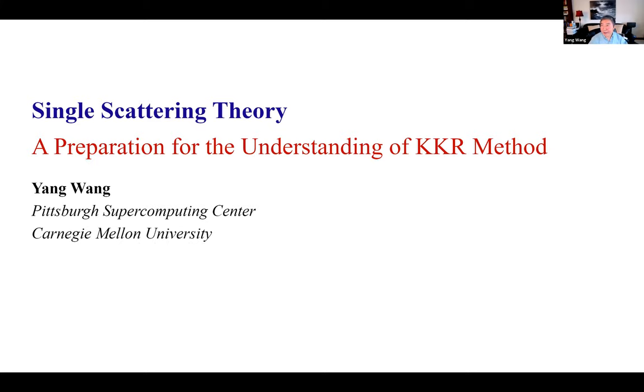I guess it's a good idea to understand single-site scattering first before we go to multiple scattering, because a lot of the concepts we use, for example the T matrix, require an understanding of single-site scattering, because that's a kind of basis. Hopefully from this talk, you will see how the T matrix is calculated.